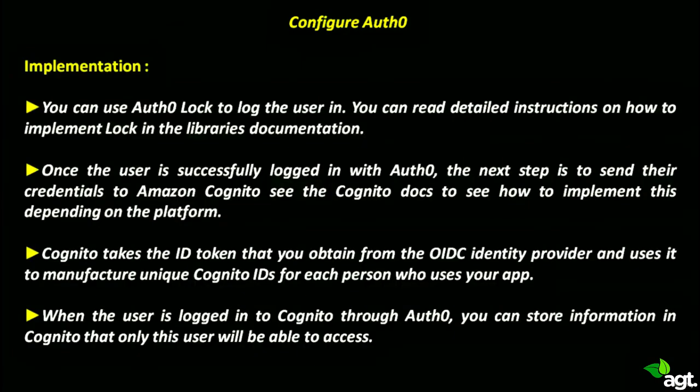So what about the implementation process? You can use Auth0 Lock to log the user in, and you can check the instructions on how to implement login on the Amazon Web Services website. Once the user is successfully logged in with Auth0, the next step is to send their credentials to Amazon Cognito. Cognito takes the ID token that you obtain from the OIDC identity provider and uses it to manufacture unique Cognito IDs for each person who uses your application. When the user is logged into Cognito through Auth0, you can store information in Cognito that only this user will be able to access.